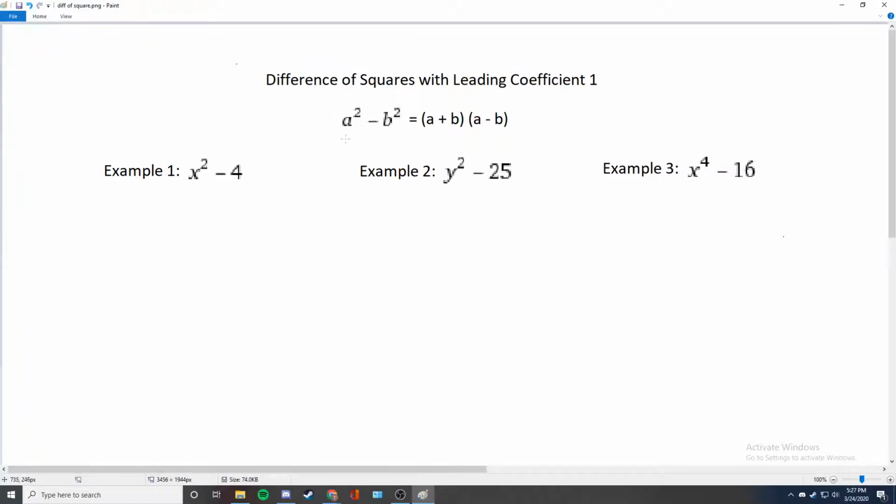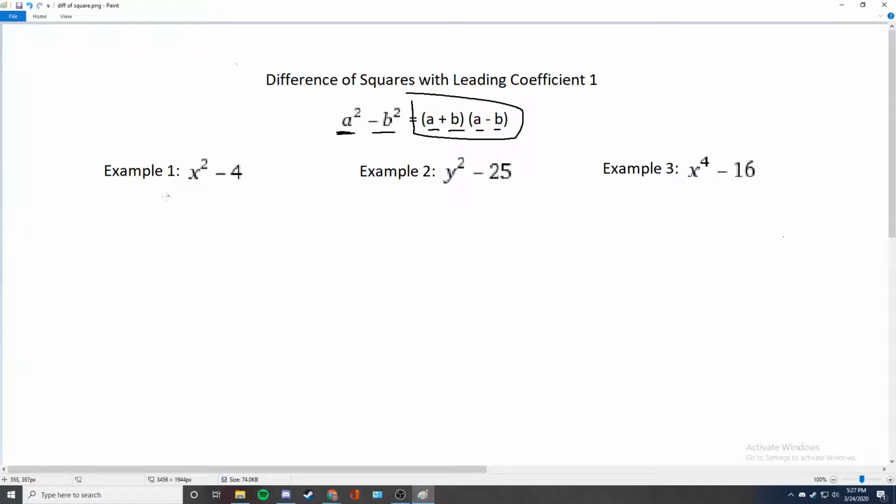So, difference of squares comes up when we've got two different terms that are perfect squares that are subtracted from each other. So in this general form that we've got here, a squared minus b squared can be factored into a plus b and a minus b. So anytime we've got two perfect squares subtracted from each other, we just take the square root of them and fill them into this general form.